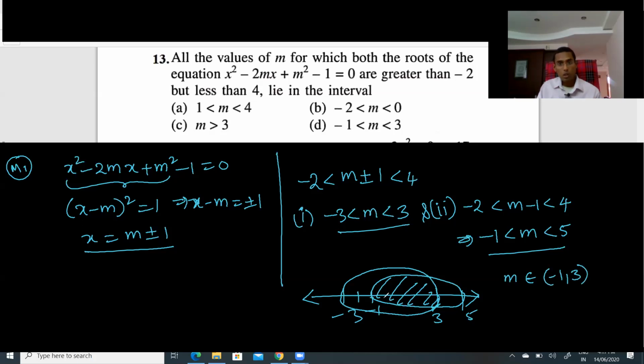So if both the roots lie between minus 2 and 4, the m value is minus 1 to 3. This is how we can do that. Okay, let's move to the next question.